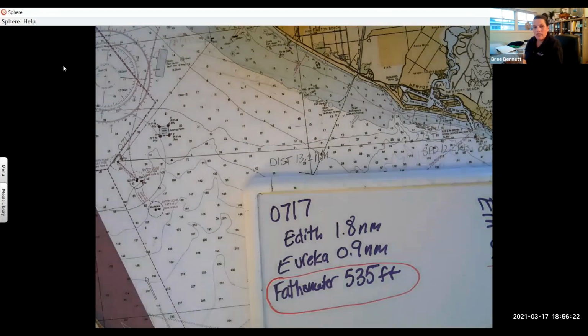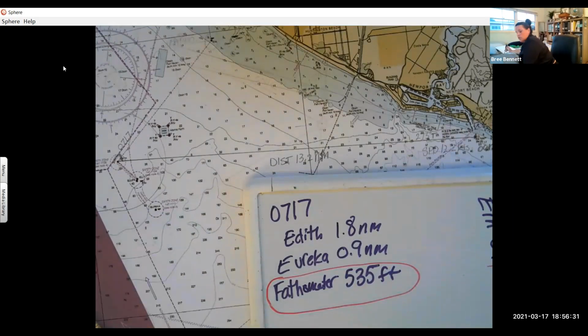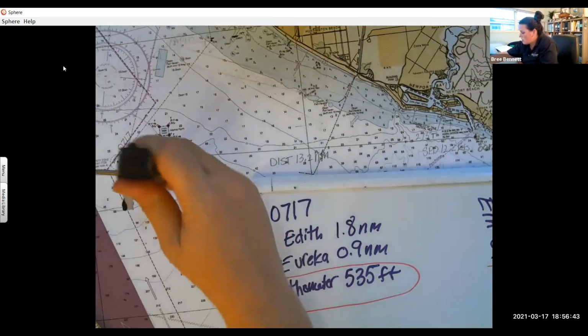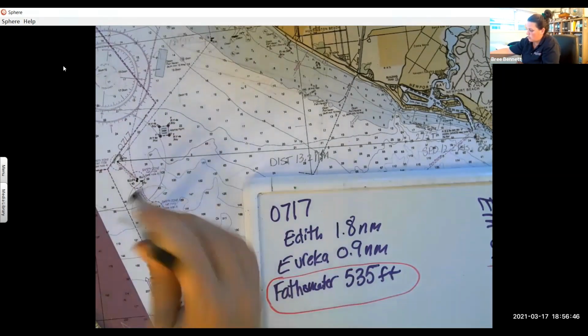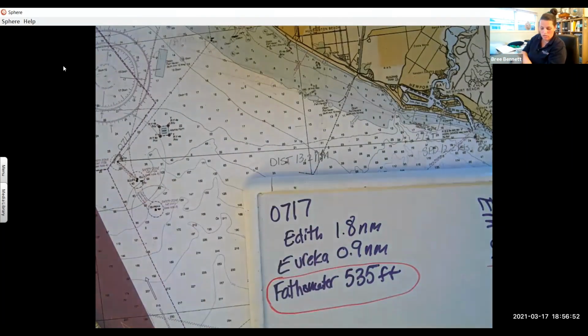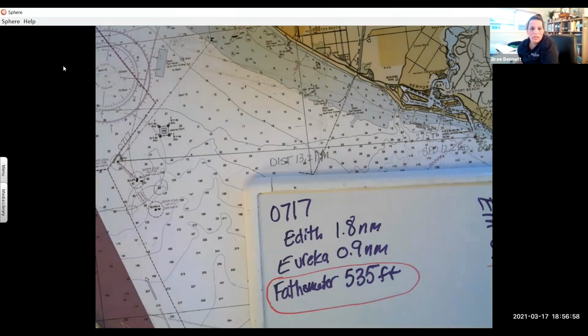And then I have another piece of information that says Eureka down here is 0.9. So I'm going to find 0.9 on my compass here. Here's my 0.9. Oops. Okay. Well, you can see I have two possible positions.